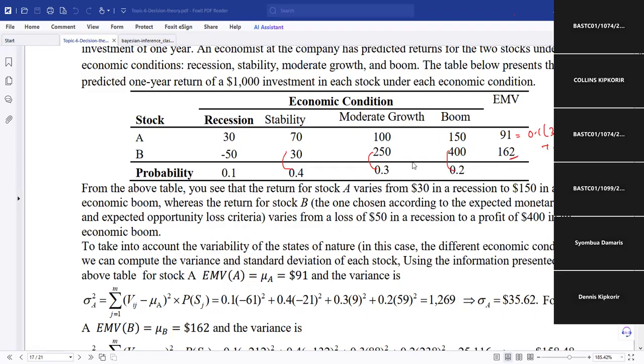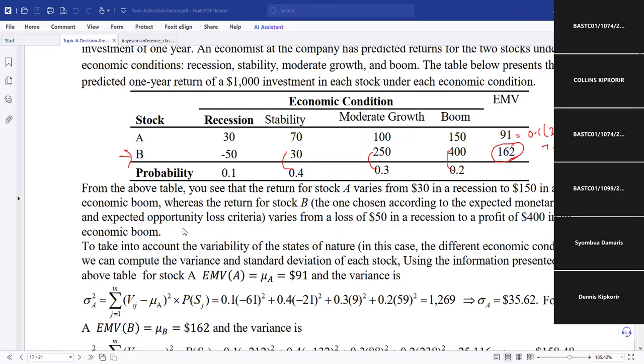And since we are talking about profits here, the EMV should be picking the maximum. Therefore, EMV, of course, will pick option number B, regardless of this high variability that we have here. So EMV will still go for the second action, on the stock number B. So it will make a decision on investing in stock B because that is the one which is giving us the highest expected monetary value.